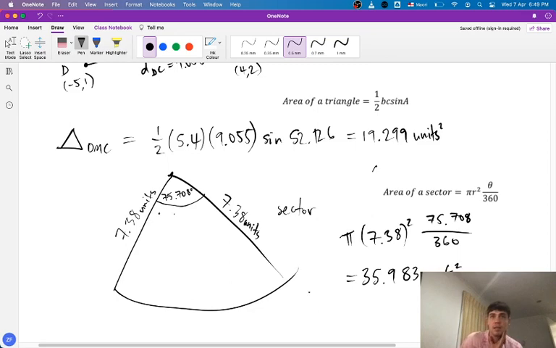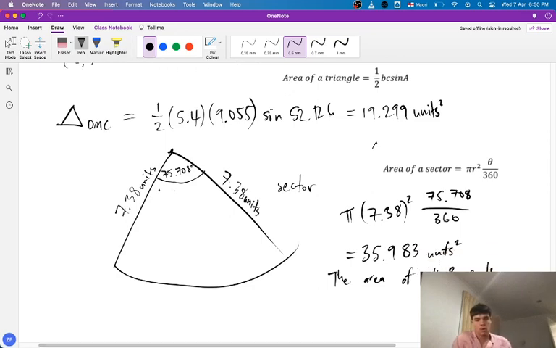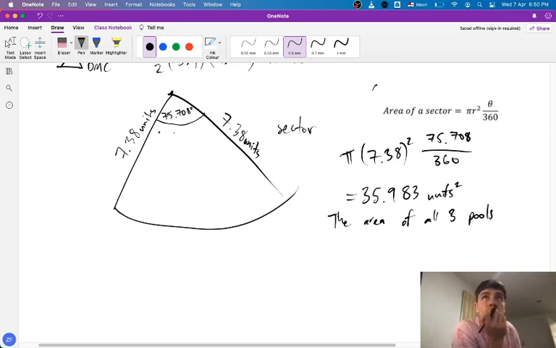Right, so that's the area of all three pools. Now what they want us to do, John is claiming that the area of the uncovered pools makes only 15% of the area used for all three pools.